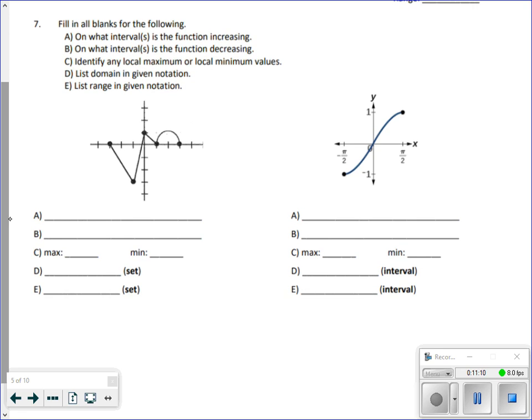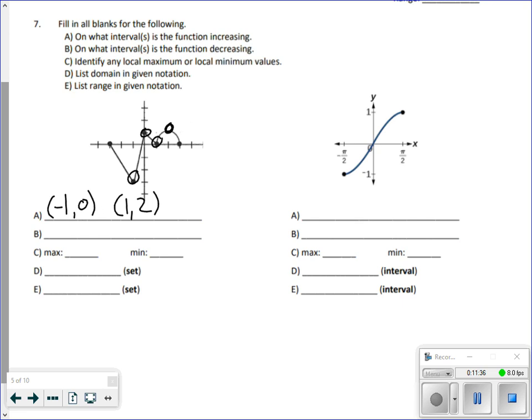For the first graph on number 7, on what intervals is the function increasing? So the function is increasing from an x value of -1 to the x value of 0. That's one interval. Then we're increasing from 1 to, it's hard to see, but we're going to that vertex point right there at 2, sorry.